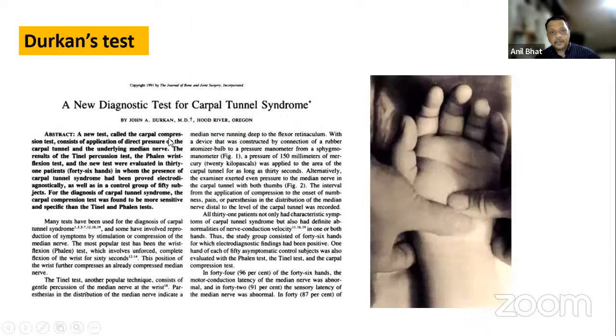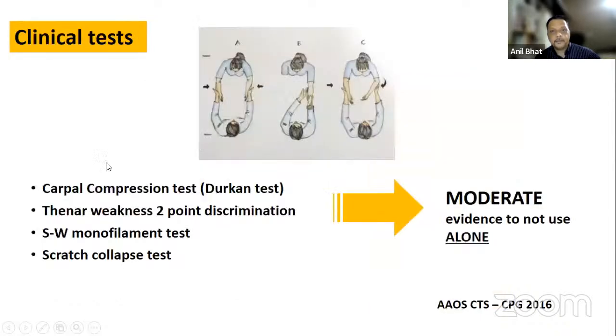Durkan's: this is the original paper by John Durkan. And you see this is how he shows how to do the Durkan's test. Within 30 seconds, it should be positive, a very, very specific test. Other tests, along with Durkan's, are two-point discrimination, monofilament, and the scratch collapse test, which was described later. Moderate evidence, again, not to be used alone. You have to use them in combinations.